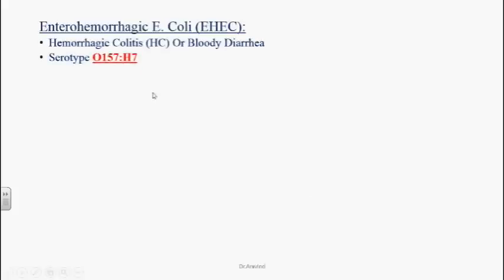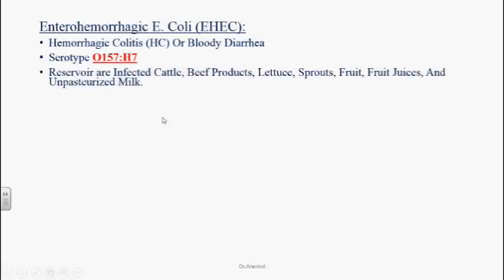Enterohemorrhagic E. coli can cause hemorrhagic colitis or bloody diarrhea, and the main serotype which majorly causes enterohemorrhagic E. coli infections is the O157:H7 serotype. The reservoirs for these strains are mainly cattle, beef products, lettuce, sprouts, fruit juices, and unpasteurized milk. There is a low infectious dose for enterohemorrhagic E. coli: 10 or 100 organisms are sufficient to cause infection.